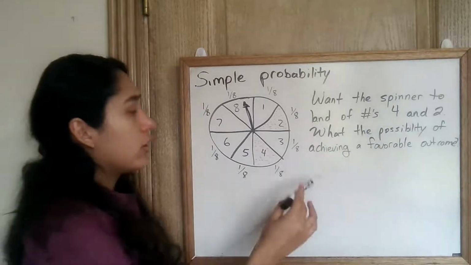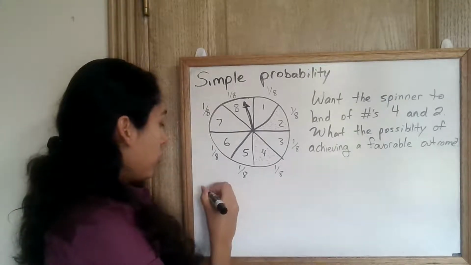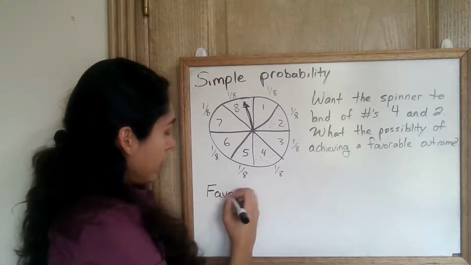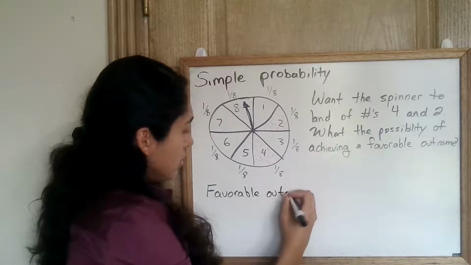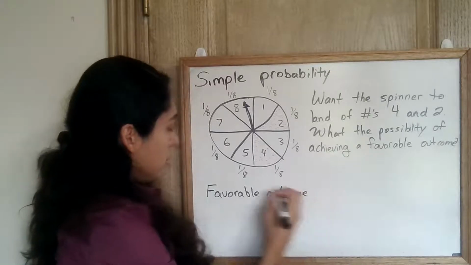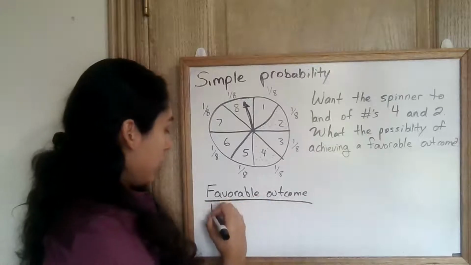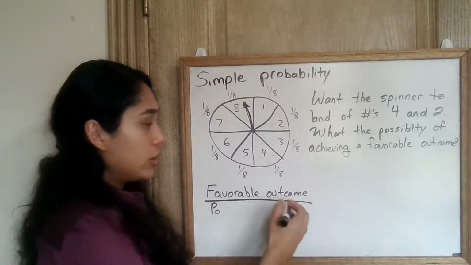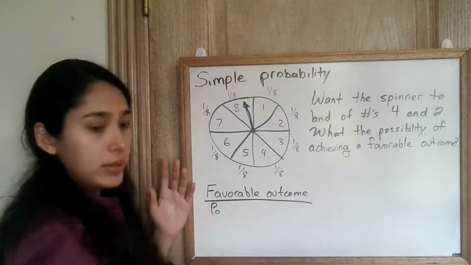Since we want the probability of getting a favorable outcome, the formula we're going to have to use is favorable outcome divided by possible outcomes. So like the possibility of it falling on what we want it to fall on, and then all possibilities.